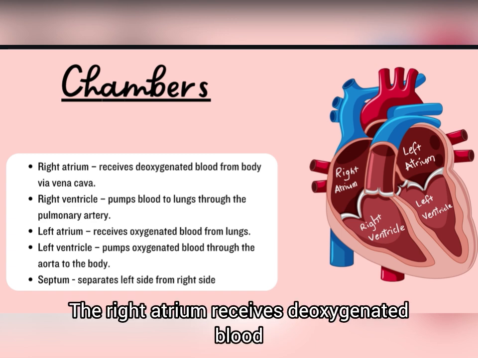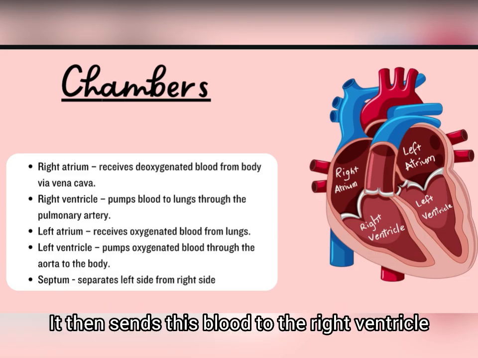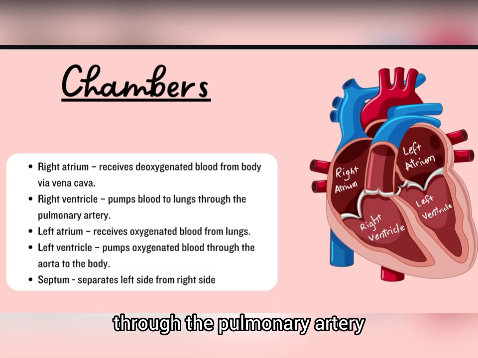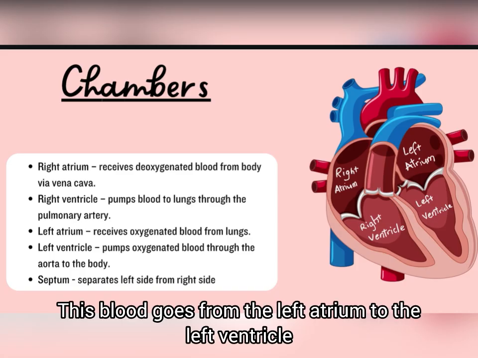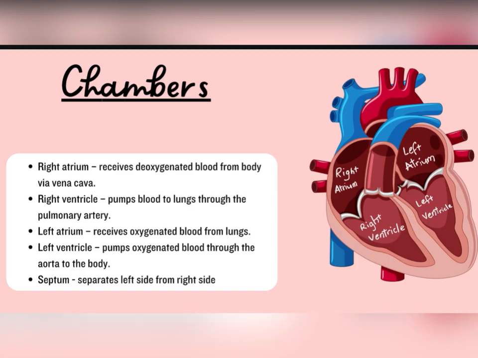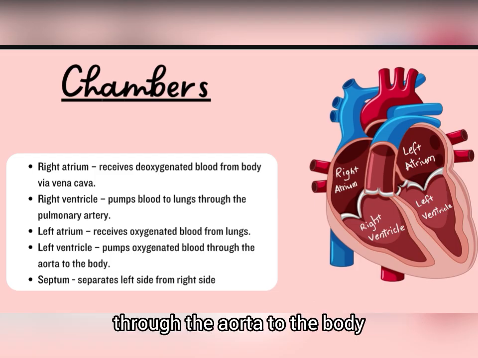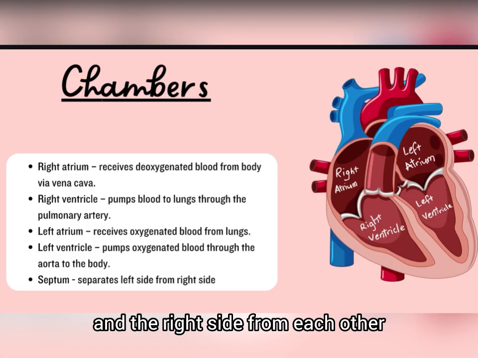The right atrium receives deoxygenated blood from the body through the vena cava. It then sends this blood to the right ventricle. The right ventricle pumps blood to the lungs through the pulmonary artery. The left atrium receives oxygenated blood from the lungs. This blood goes from the left atrium to the left ventricle. The left ventricle pumps oxygenated blood through the aorta to the body. And again, the septum separates both the left side and the right side from each other.